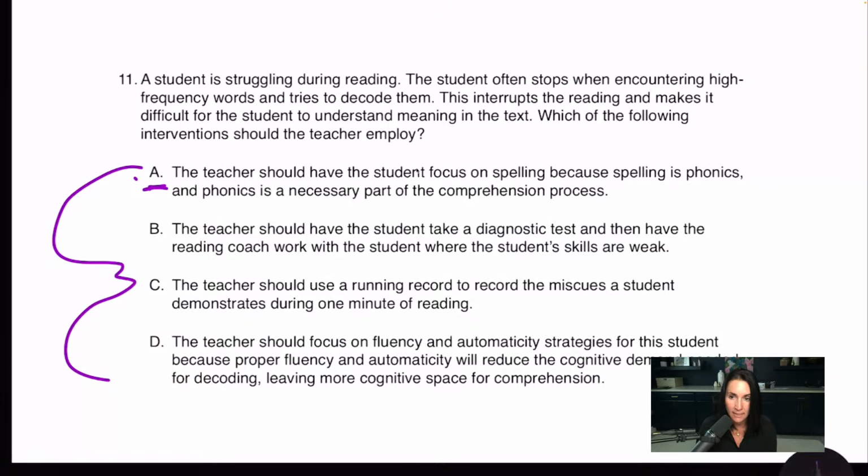B, the teacher should have the student take a diagnostic test. All right, collecting data there. And then have the reading coach work with the student. Okay, so notice I have a good word paired with a bad word. Reading coach. And my reading coaches out there, you are not a bad word. We appreciate you so much. But on this test, we're not supposed to choose you. Lo siento mucho. So on this, we want to make sure that we're not relying on the reading coach. It's happening in our classroom. But if we are having trouble, you should always contact your reading coach because they have lots of information to help you with stuff. So B is out because of the bad word in there.